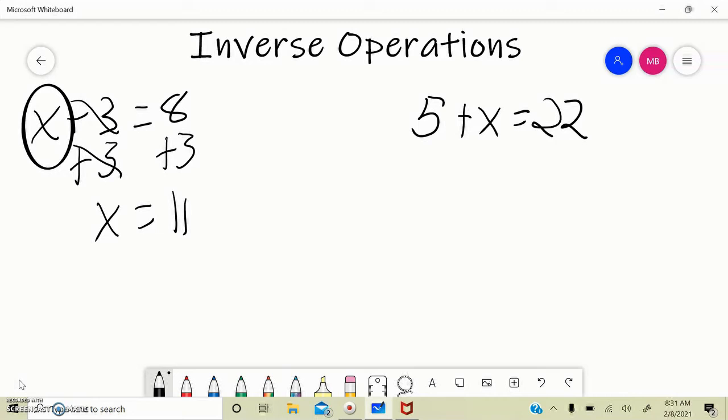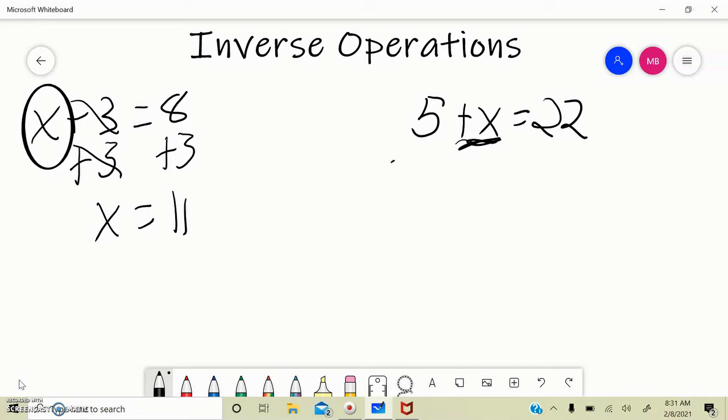Now, when I take a look at this one, I have 5 plus x is equal to 22. Well, my plus sign is right before my x. So I'm going to leave these guys alone. I don't want to work with them right now. With this type of equation, I have to look at my 5 and see whether it's positive or negative. So I don't see the negative sign, which by default means it's going to be positive.